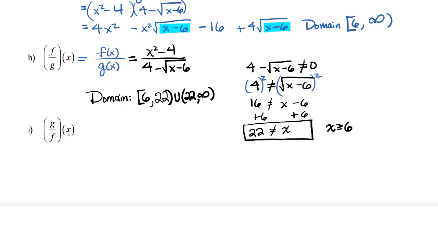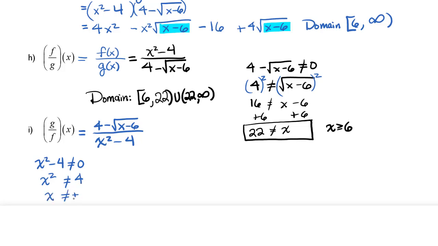Let's take a look at g divided by f of x. We can rewrite this as 4 minus the square root of x minus 6 in the numerator and x squared minus 4 in the denominator. For this particular division, x squared minus 4 should not equal 0. That means x squared cannot equal 4. So x cannot equal plus or minus 2.